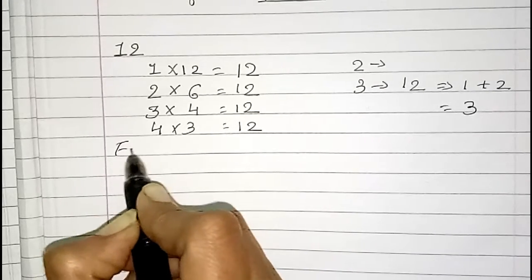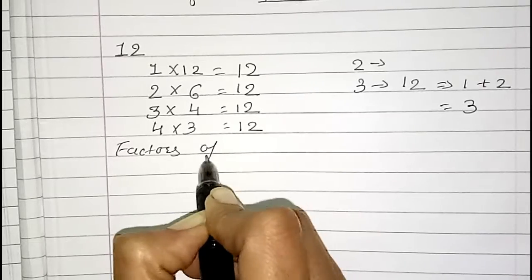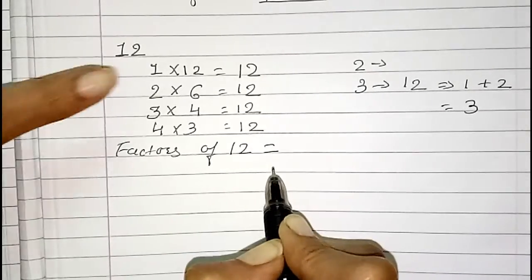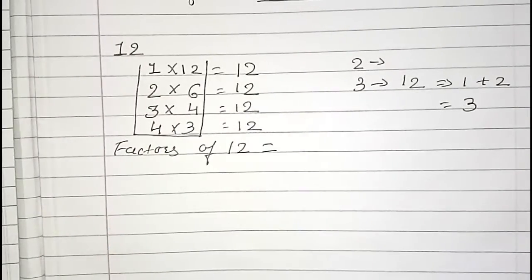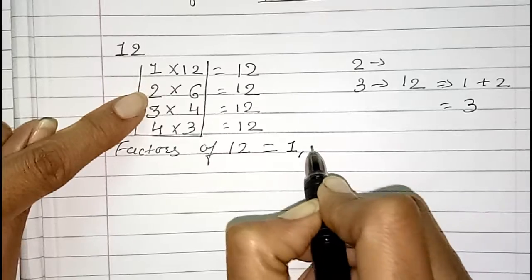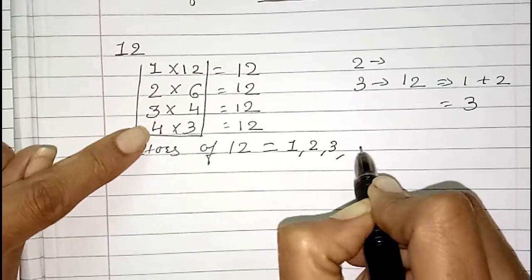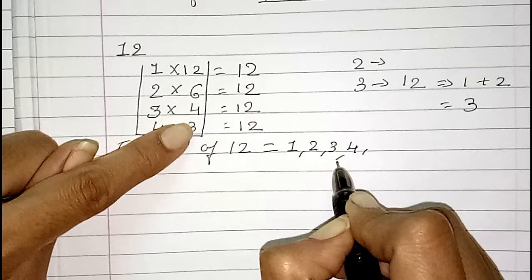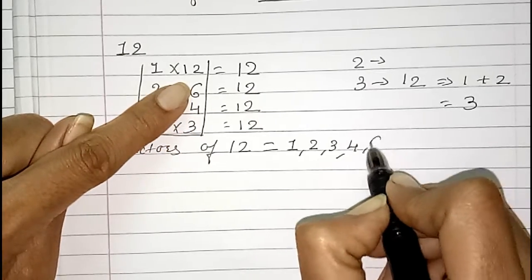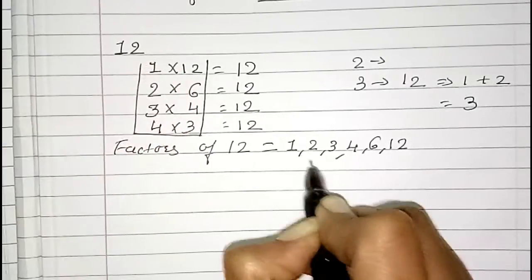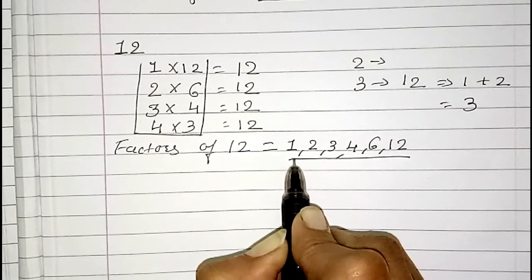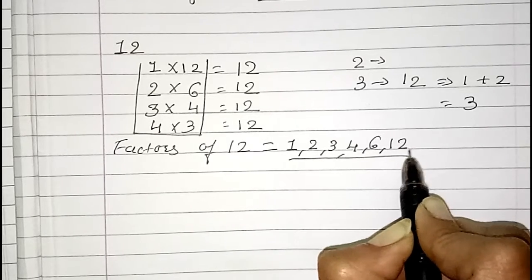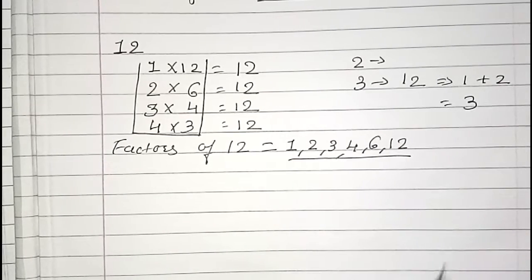Now let's write the factors of 12 is equal to, we'll start from here and we'll stop there. 1, 2, 3, 4. 3 we already wrote, 4 also. So 6 and 12. So these are the factors of 12. Which is the smallest factor of every number? 1, and the greatest factor is the number itself. And the number of factors is countable, limited.